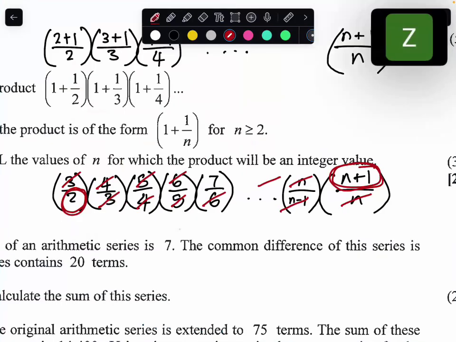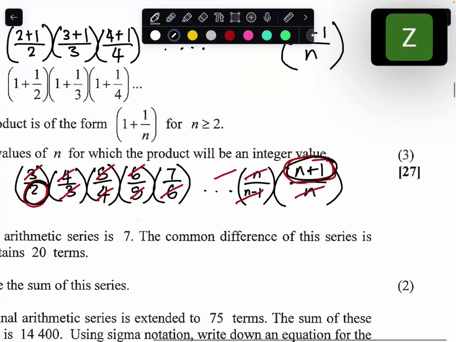Okay, so we said that everything ends up canceling out. And the only thing that remains that doesn't cancel out is this 2 and this n plus 1, which means that after you find the product of everything, the things that are left is n plus 1 over 2. This is a numerator, this is a denominator, all right?